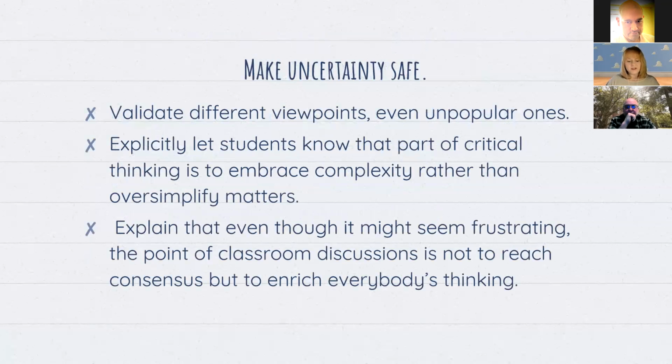First, make uncertainty safe. Validate different viewpoints, even unpopular viewpoints. Explicitly let students know that part of critical thinking is to embrace complexity rather than oversimplify matters. Explain that even though it might seem frustrating, the point of classroom discussion is not to reach consensus, but to enrich everybody's thinking.